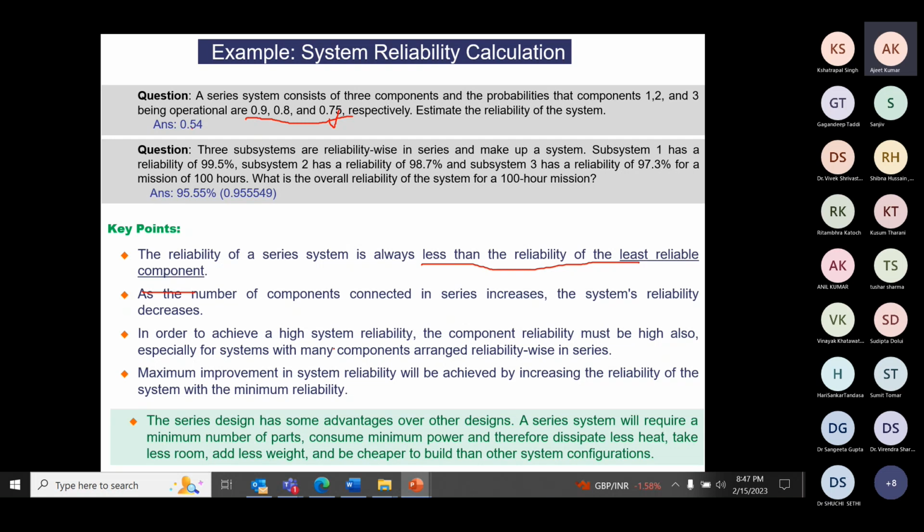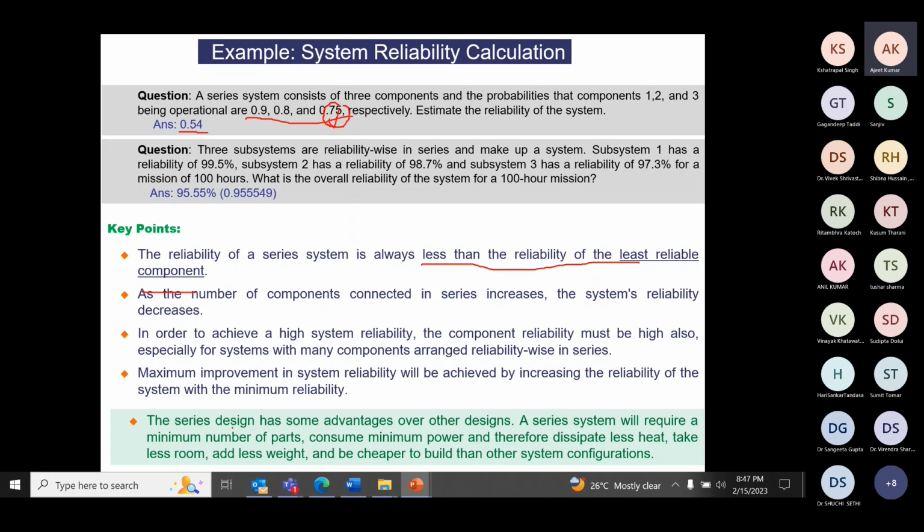In order to achieve high system reliability, the component reliability must be high, especially in a system with many components arranged reliability-wise in series. Maximum improvement: suppose this reliability is 0.54, and I want to improve the reliability to 0.64. How to do it? So we have to improve which one? Weakest component we have to improve. So maximum improvement in system reliability will be achieved by increasing the reliability of the component with the minimum reliability.